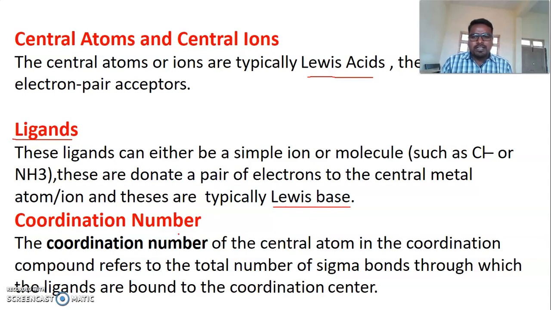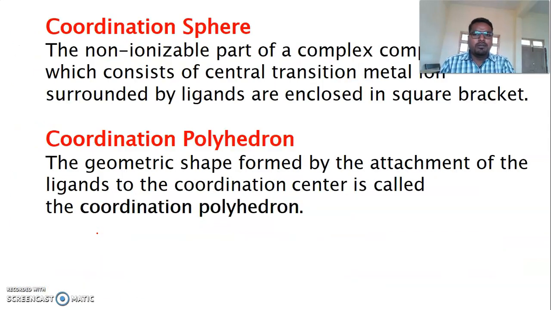Next, coordination number. The coordination number is nothing but the number of single coordination bonds present around the central metal ion. Or we can also define it as the number of electron pair donors present around the central metal ion. This is called the coordination number.